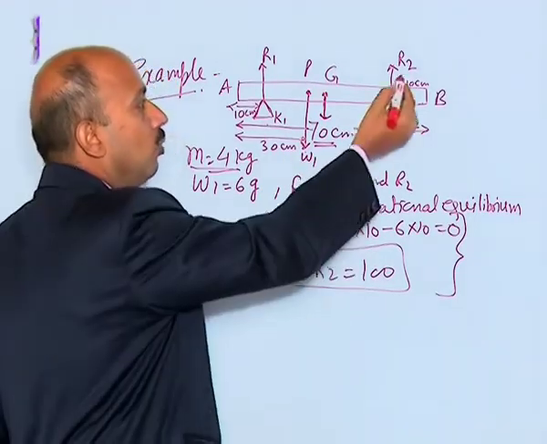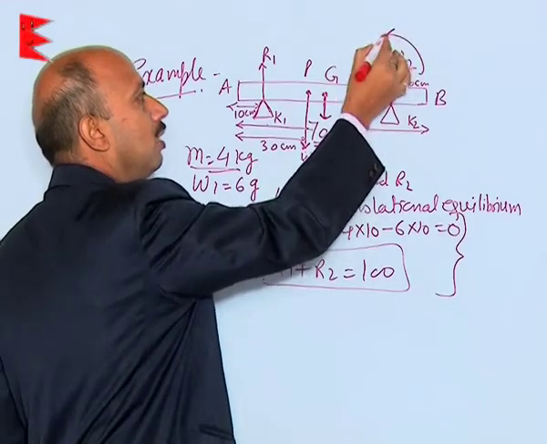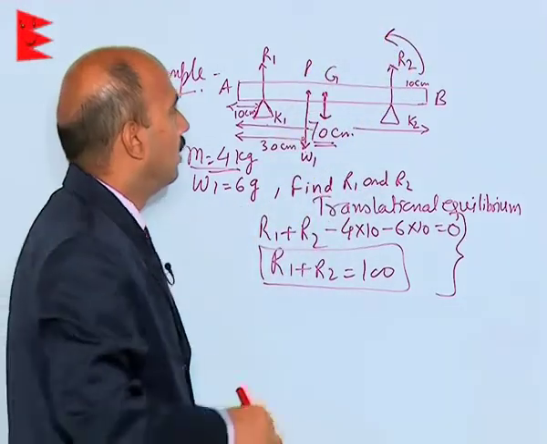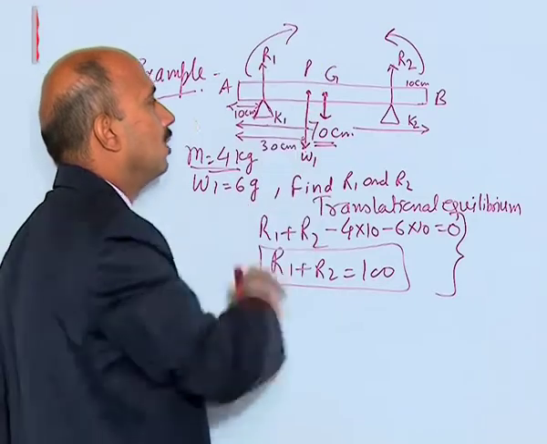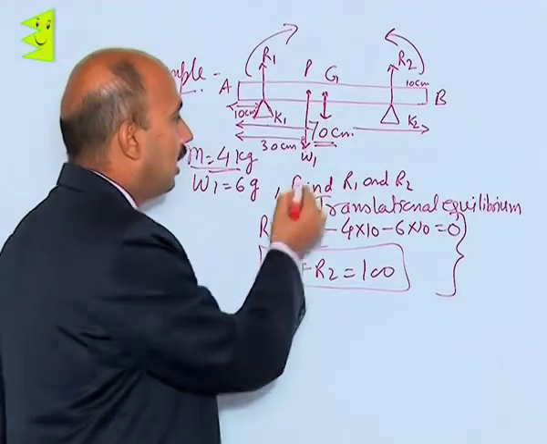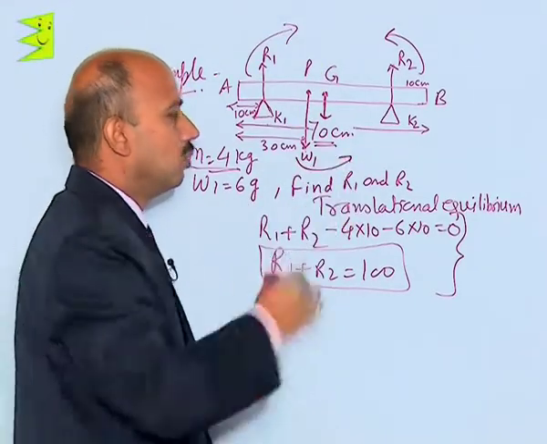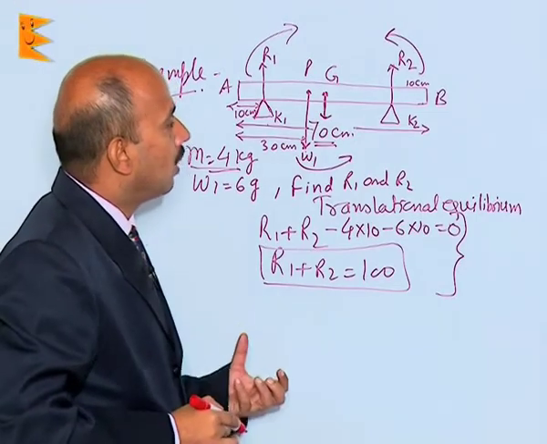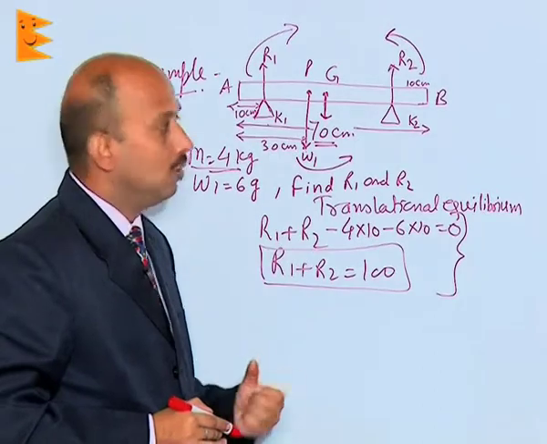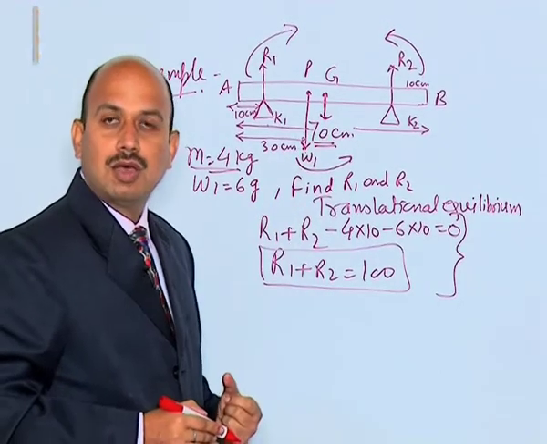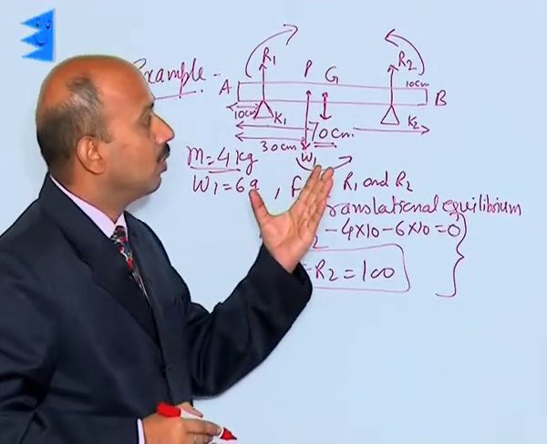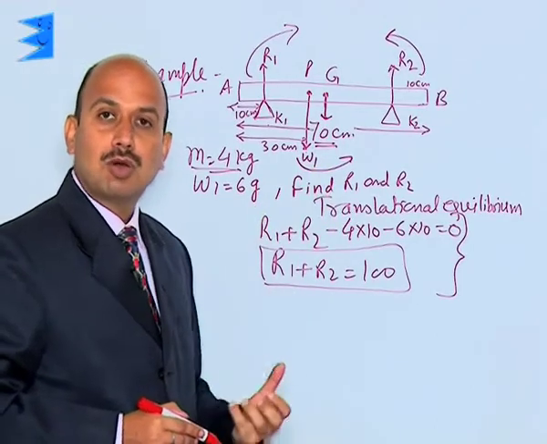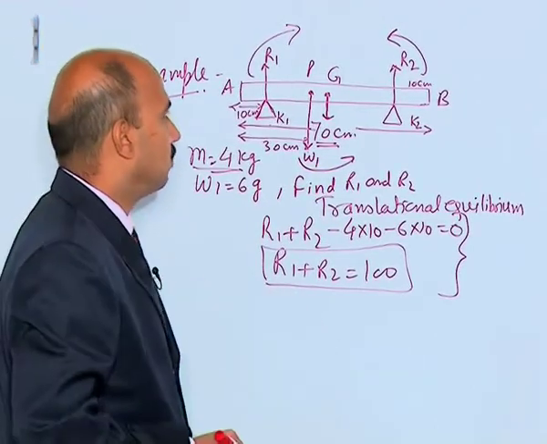So the R2 is going to produce torque, that will try to rotate to this side, anti-clockwise. R1 will produce torque to this side, that is clockwise, and W1 also will try to rotate to this side. So we will take now the total torque about the point G due to all these three forces, and this is in the rotational equilibrium. So sum of all these torques will be equal to 0.